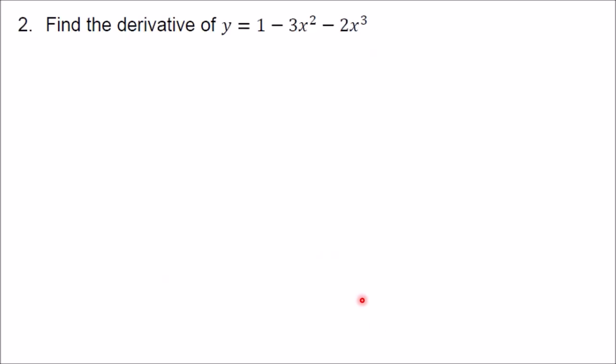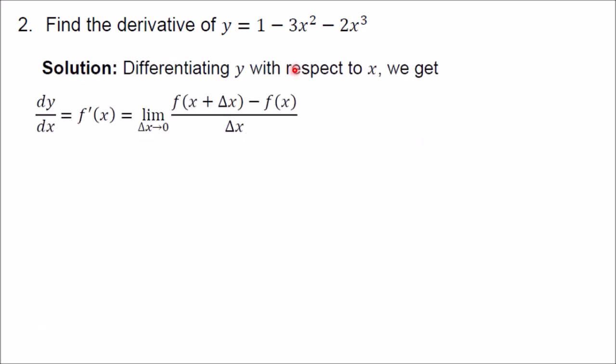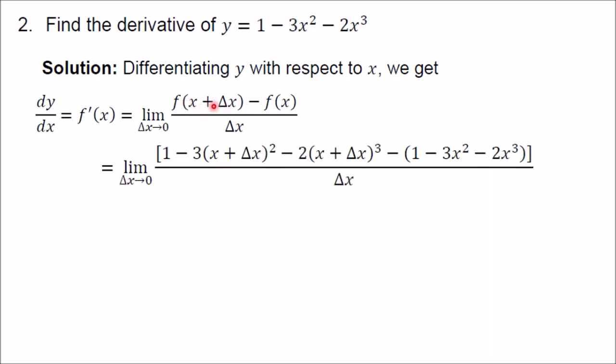And number 2, find the derivative of this function y equals 1 minus 3x squared minus 2x cubed. So, using the same formula, whenever there is x there, papalitan natin ng x plus delta x. So, kaya, ang ating f of x plus delta x is ito din. Yun nga lang, pinalitan natin yung x ng x plus delta x.